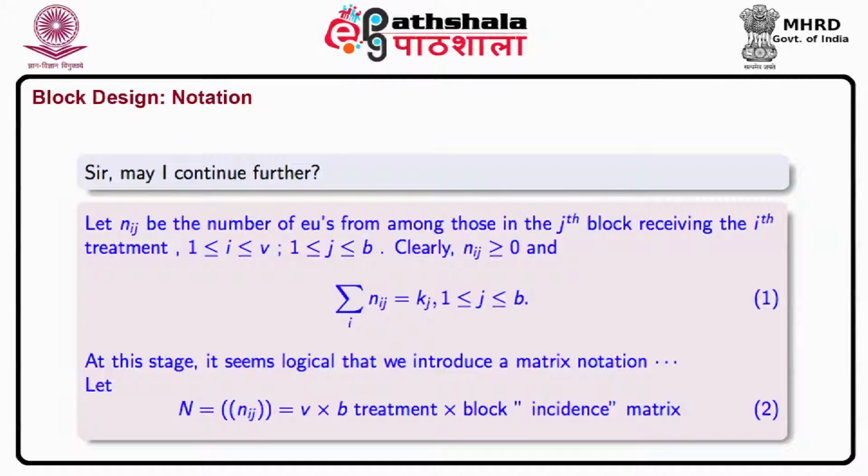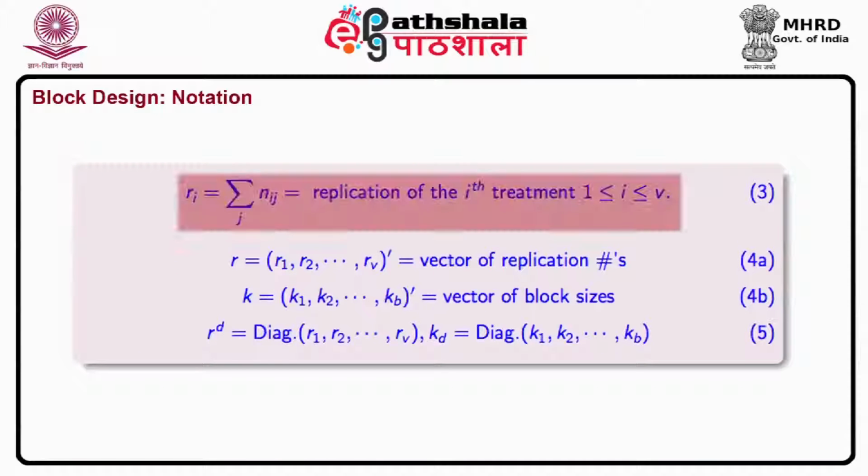Now at this stage, it seems logical that we introduce a matrix notation. So let us introduce it. Let capital N be the matrix with elements Nij, and it is a V cross B matrix where V represents the treatments and B represents the blocks. So it's a V cross B incidence matrix. Here Ri is equal to sum over j Nij, which represents the replication of the ith treatment, where as we know i is equal to 1 to V.